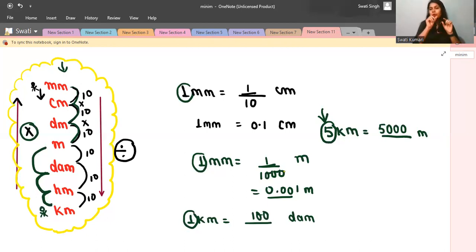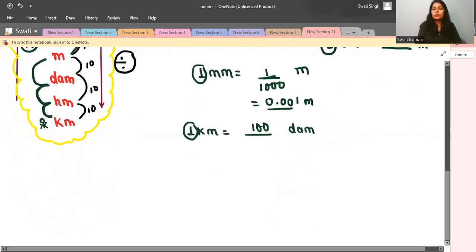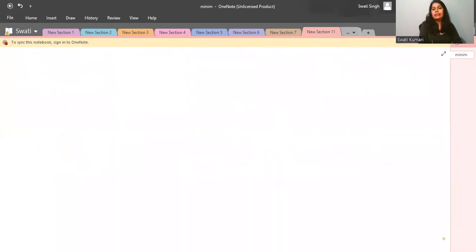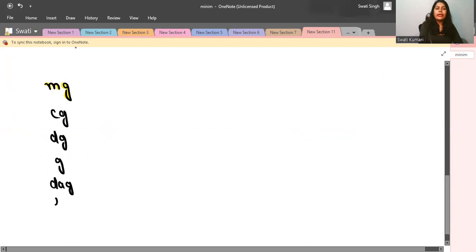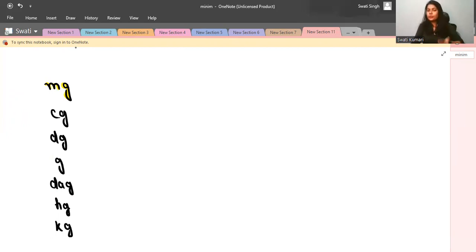It's just you need to replace meter with gram. So this is basically for mass or weight, and that will become milligram. So this will become milligram, centigram, decigram, gram, decagram, hectogram, kilogram. Can you see that we have the same sequence: milli, centi, deci, and then gram, of course, deca, hecto, kilo.